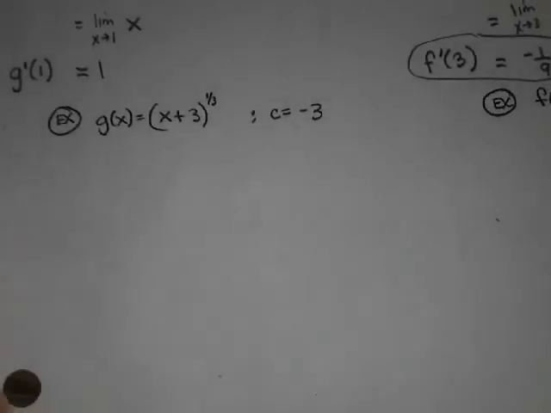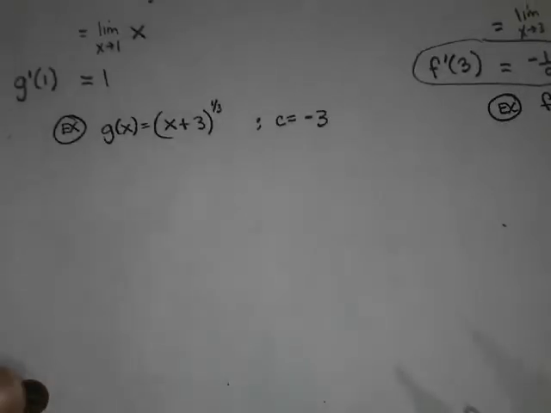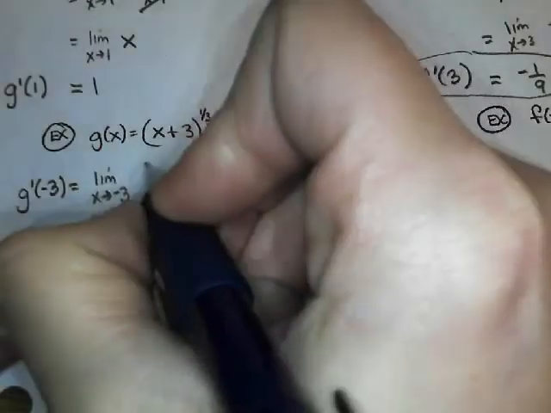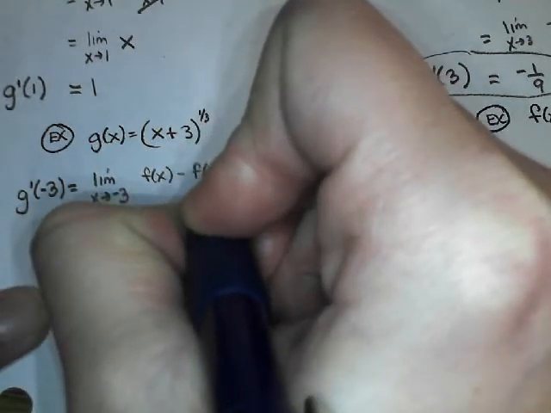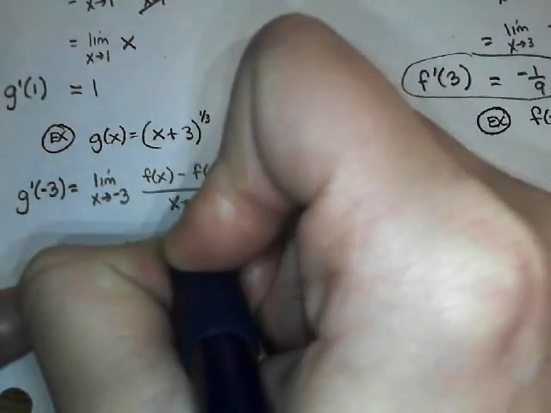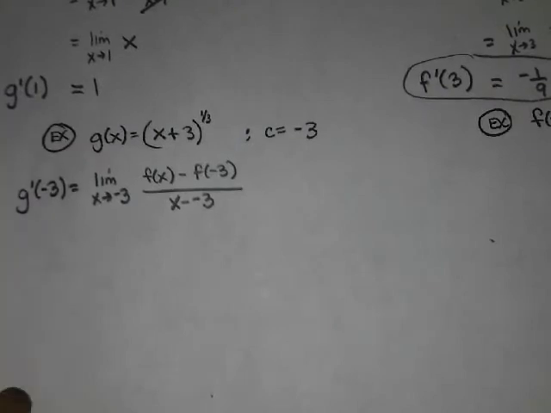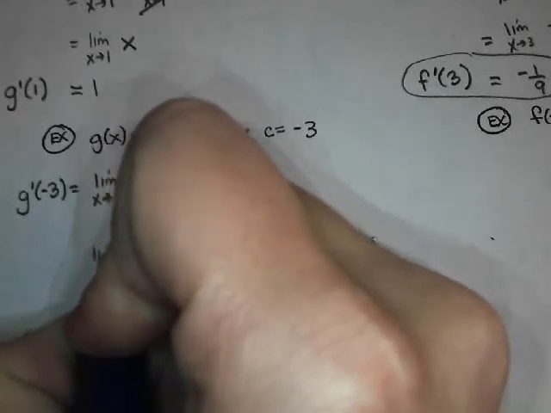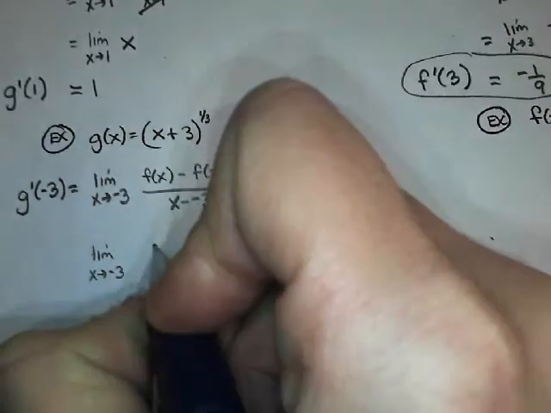All right. Next example, we have g of x equals x plus 3 to the 1/3. So we're looking for g prime at negative 3. So that's going to be our limit as x approaches negative 3 of f of x minus f of negative 3 over x minus negative 3. So when you plug in f of x, you get x plus 3 to the 1/3.